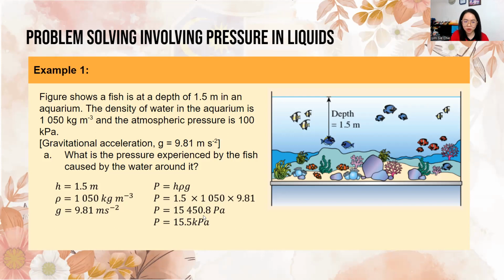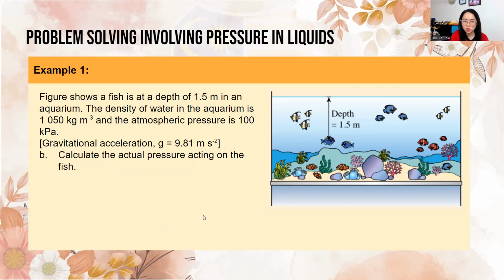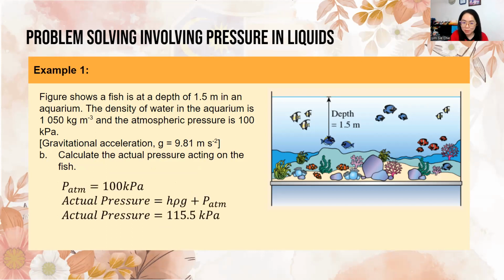Okay, now next one, I move on. Next question, calculate the actual pressure acting on the fish. Now, like I said just now, to find the actual pressure, you have to include the atmospheric pressure. So, my atmospheric pressure is 100 kilopascal.